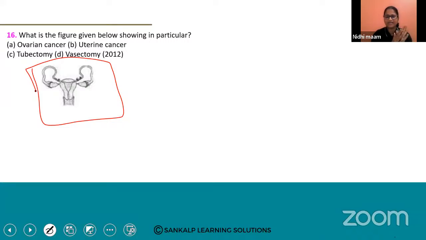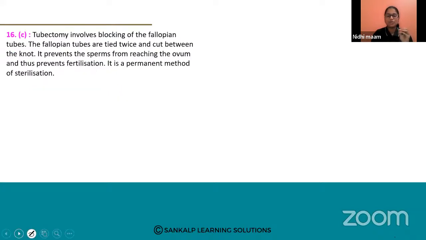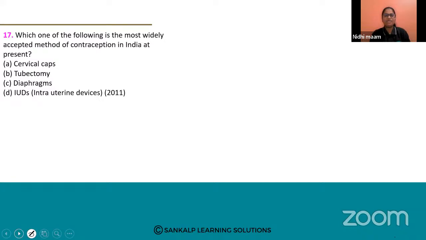Observe the diagram correctly. What is it indicating? Here there is no need to label the parts. Just see the diagram and tell what it is showing. Anita, Kirti, Pavitra answered the question. So almost all of you answered option C. Very right, very accurate answer. It is showing tubectomy.